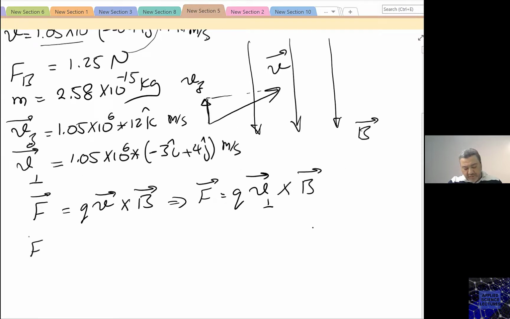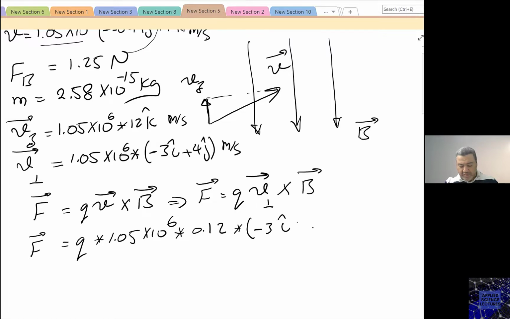So the force F is, let's take the cross product here: Q times 1.05 × 10^6 times the 0.12 of the magnetic field. Now I'll take the cross product between −3i plus 4j cross k hat.